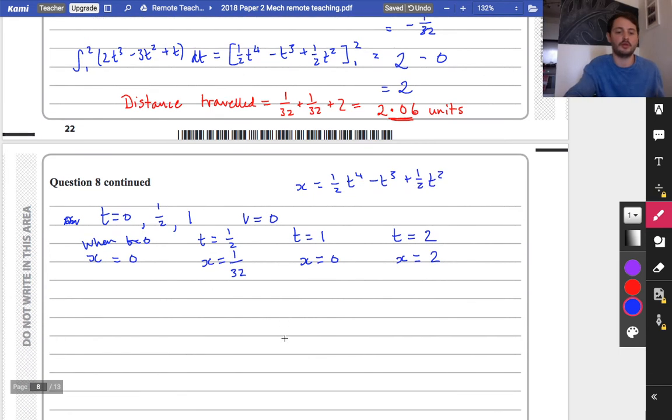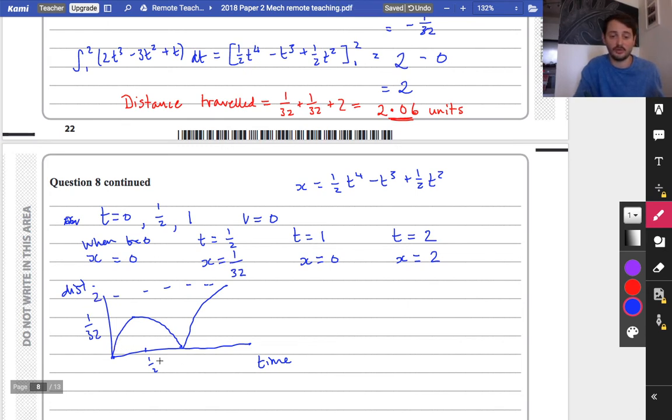Now the common sense approach of this is, okay, let's draw a quick graph for a second. This is going to be a distance time graph. This is going to be the distance and the time. To start off with, at 0, it has 0 distance. Then when it gets to 1/2 a second, it's travelled up 1/32. Then when it gets to 1 second, it's travelled back to 0. Then when it gets to 2 seconds, it's travelled all the way back up to, this time quite a large number, it's travelled up to 2.